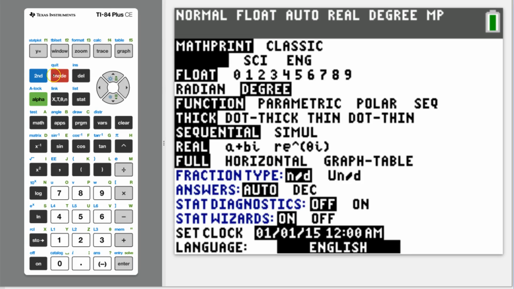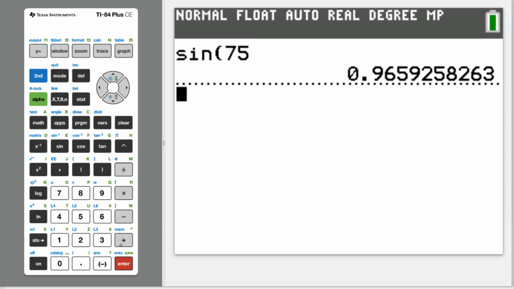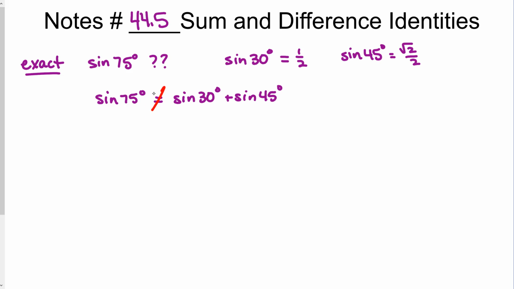I'm just going to work with degrees, so let's change that mode. And then let's find the sine of 75 degrees, the approximate value there. And then let's find the sine of 30, close those parentheses, plus the sine of 45. Okay. We can see that these are not equivalent, so you can't just factor out or distribute a sine function. So I have to say a big no to that.